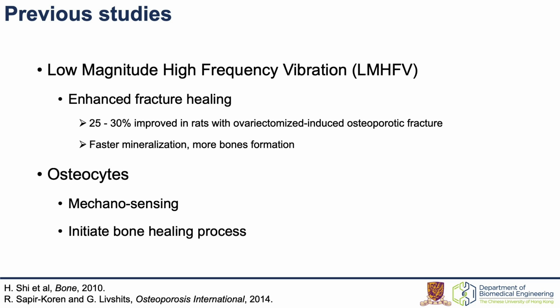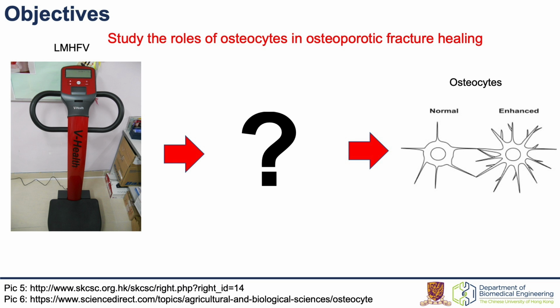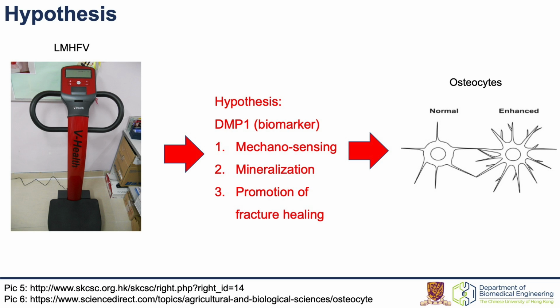Also, osteocytes were found to be the key to bone healing because of their mechanosensing ability. However, specific reasons for this relationship have not yet been proven. The goal of this study is to explore the roles of osteocytes in osteoporotic fracture healing. What are the factors leading to this causation? So we hypothesize that dentin matrix protein 1 (DMP1) is one of the biomarkers in osteocytes that is responsible for mechanosensing, mineralization, and promotion of fracture healing.